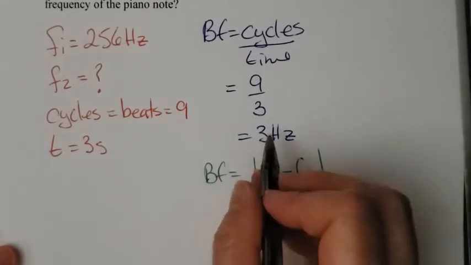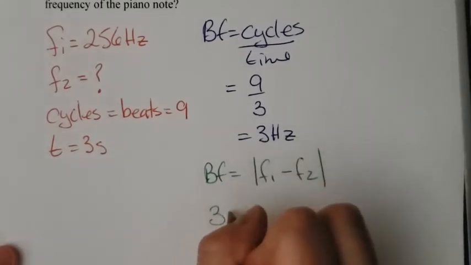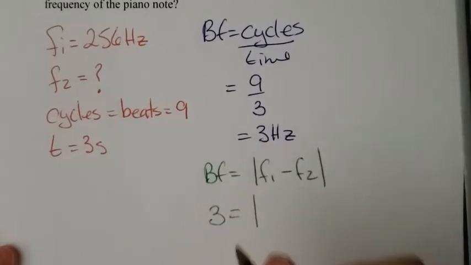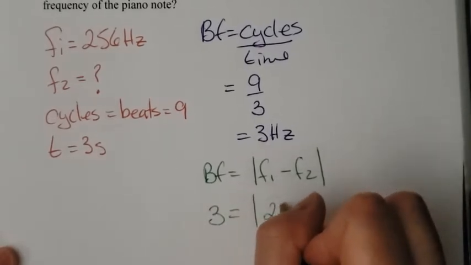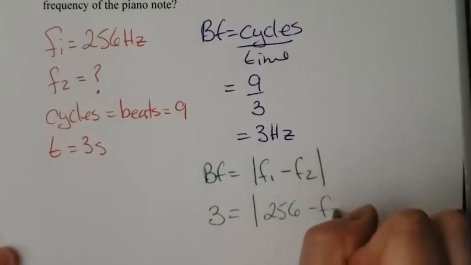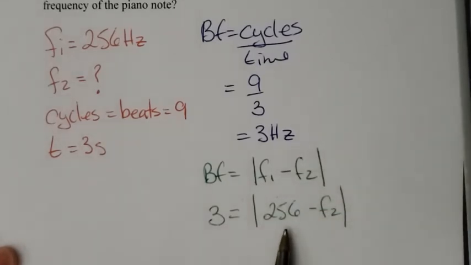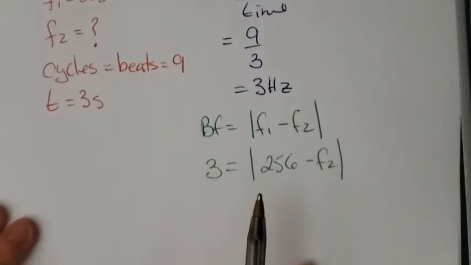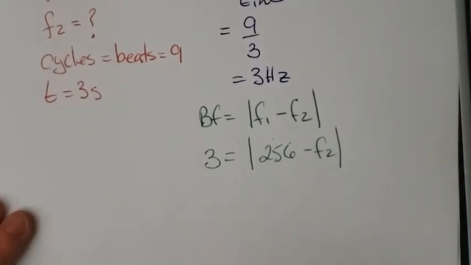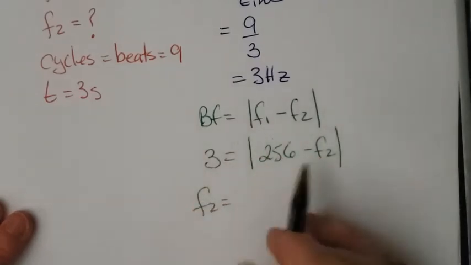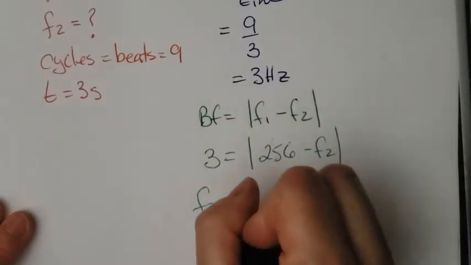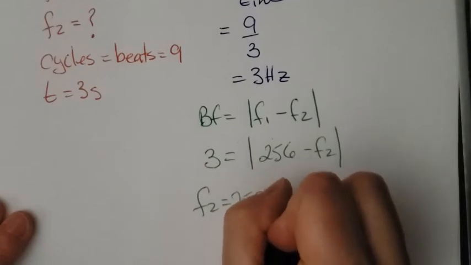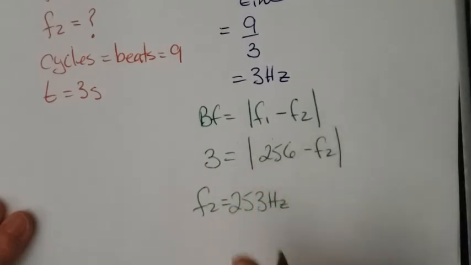So let's figure this out. I know the beat frequency is 3 because I've calculated that already. I know my first frequency is 256, subtract my second frequency. So basically, I want the difference to be 3. And that's pretty easy to do. I can say that F2, if I go 3 less than this number, is 253 hertz, because 256 minus 253 will give me 3.